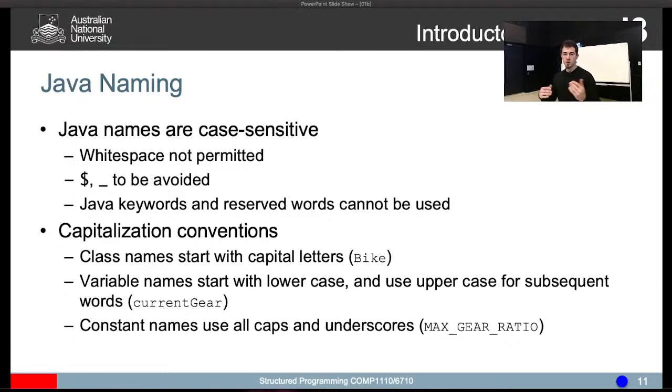Java programmers use some specific capitalization conventions. Here are some of the rules that they use. The class names always start with a capital letter, as you can see here, Bike with a capital B. And then the variable names start with lowercase, and they use uppercase for the subsequent words. This is called the camel case convention. Again, quite different from C or C++, for example. And then constants typically use all caps, and only for constants are we allowed to use underscores to separate the words. So why do you think it's actually important to have naming conventions in software development and in programming languages?